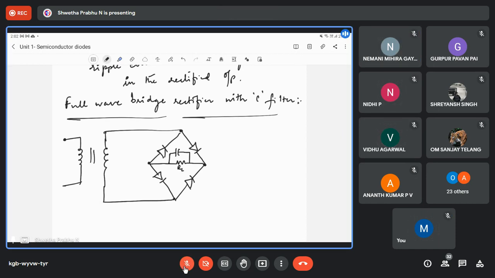I have placed a load resistor in between the junctions, and here you have the diodes D1, D2, D3 and D4. In between the two junctions of D1 and D3, I have placed a resistor, and that resistance is called RL. Parallel to RL, place a capacitance filter, which I have represented as C. And across RL, you will measure the output. Output voltage is measured across RL.